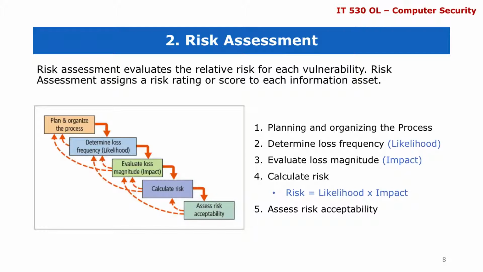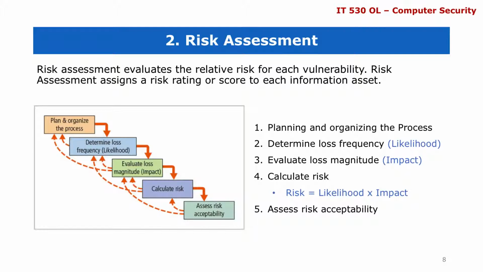And the next step involves calculating the risk. So once a security professional knows the impact as well as the likelihood of an attack, and the impact on an organization, then that is used to calculate the risk. The risk is the likelihood multiplied by the impact. That's it, pretty much. Once you know the likelihood and you know the impact, you combine the two and you determine the risk.